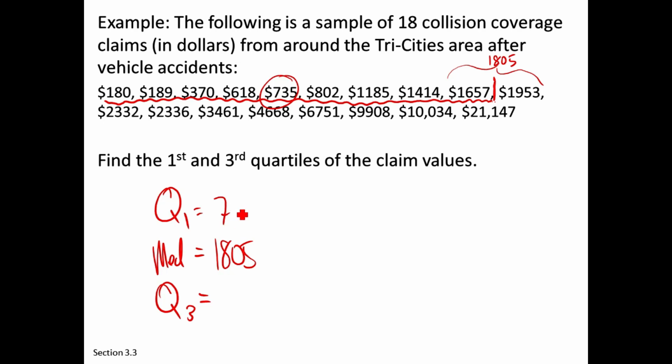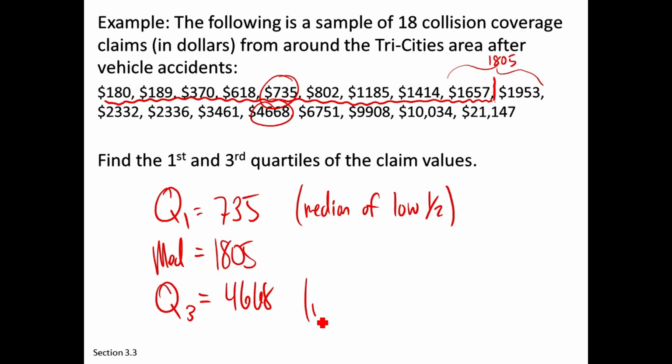So that'd be 735. And then Q3 is just going to be the median of the top half of the data. 1, 2, 3, 4. It's 4668. So it's just the median of the low half, and this is just the median of the top half. Make sense? You find your median, split your data in half. Median of the low half is Q1, median of the top half is Q3. Pretty easy? Cool.